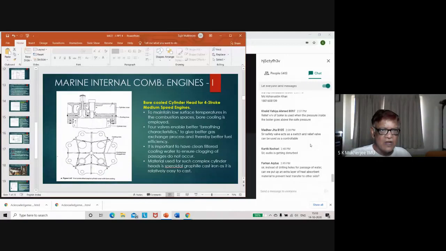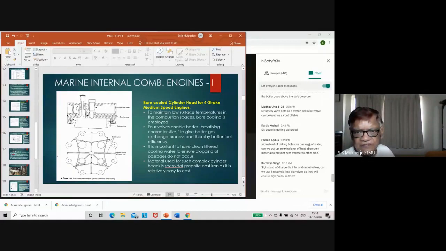Okay. Let's go to our next plate. Okay, Kartavya Singh has a question. Sir, instead of 4 large diameter inlet and outlet valves, can we use 6 relatively less diameter valves as they will ensure high pressure flow? No. 6, why not have 20? Then your work becomes more complicated, more messy. So those angles also have to be considered. That is why you can't have 6 valves now. In a small engine like that, 4 is the usual limit.